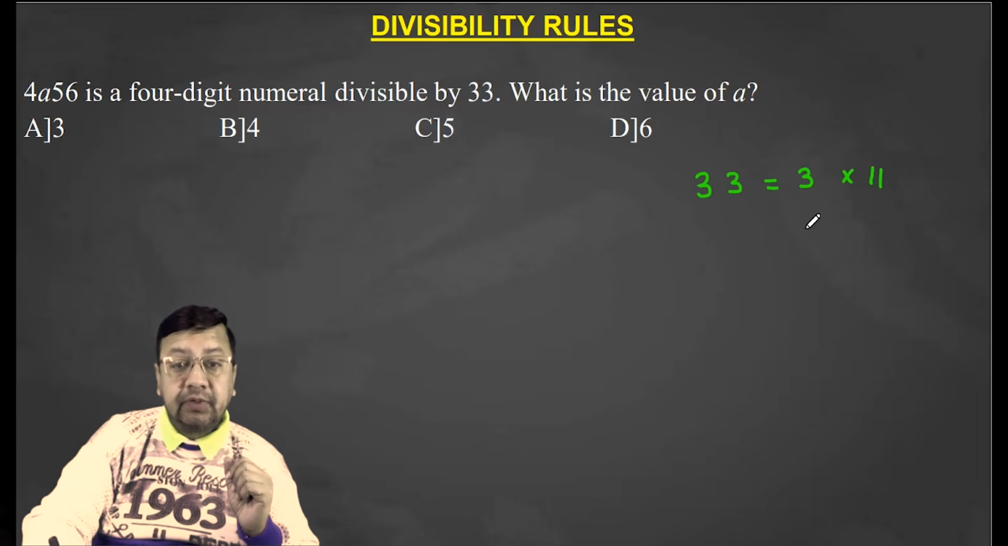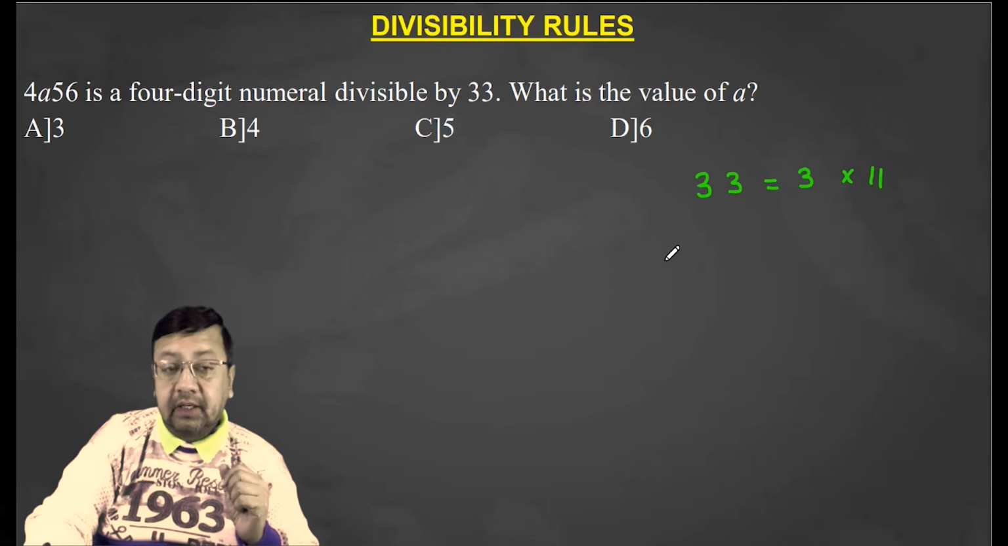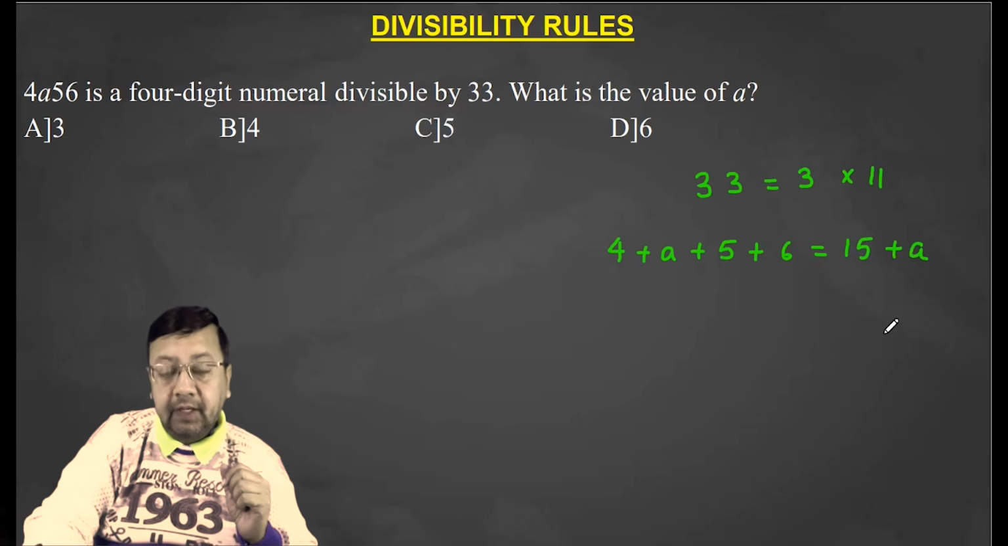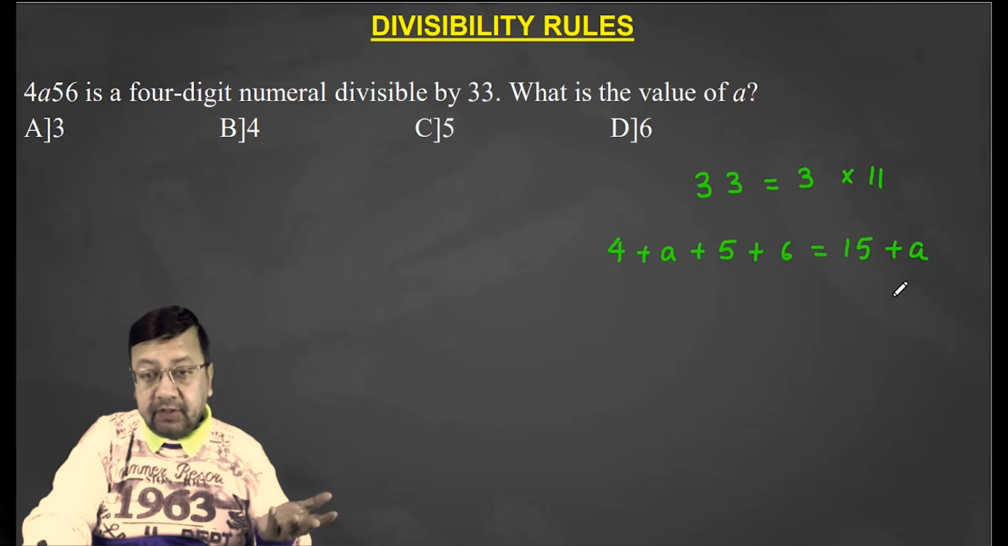Now, so I go with the options, right? Best way is to go with the options. So if I add the digits of this number, 4 plus A plus 5 plus 6, right? These are the 4 digits and I am adding them. Done. So this is what? That is 15 plus A. And I need to check the divisibility of 3.